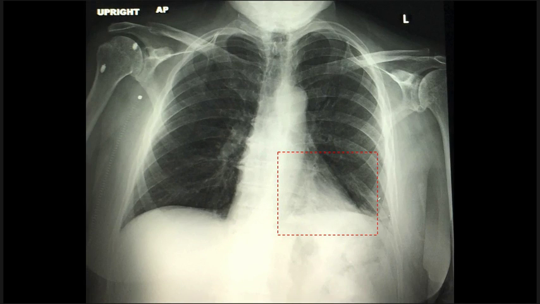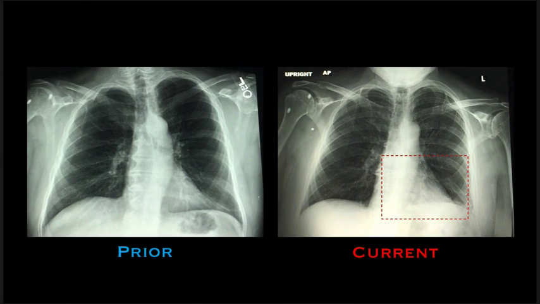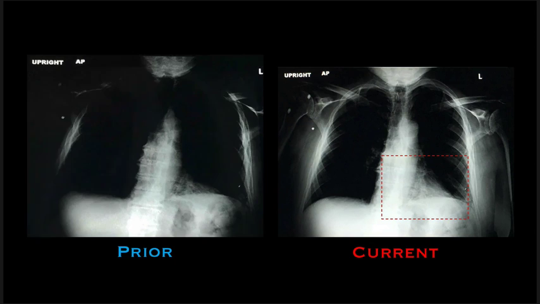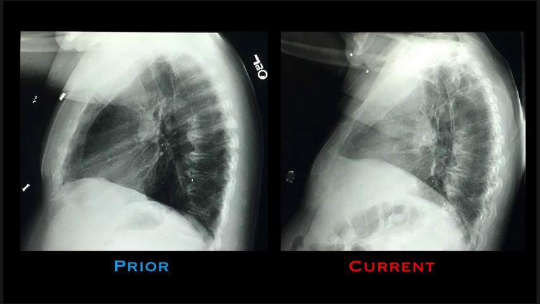So let's sort of back this up before we windowed. I'll show you side to side. So that was the current exam. Now we'll look at the prior. We'll do a hard window on both of them. Now, look at the prior. See how you can see through the heart? That's normal. That's what it's supposed to look like. When you can't see through the heart like that, there's something behind it. It's a retrocardiac opacity.